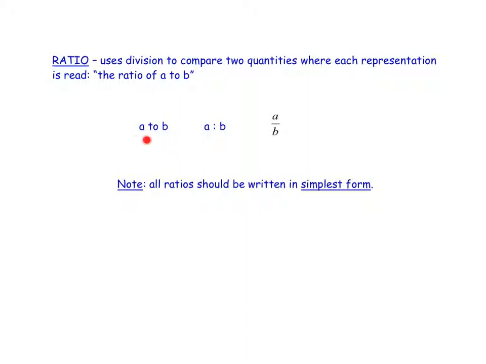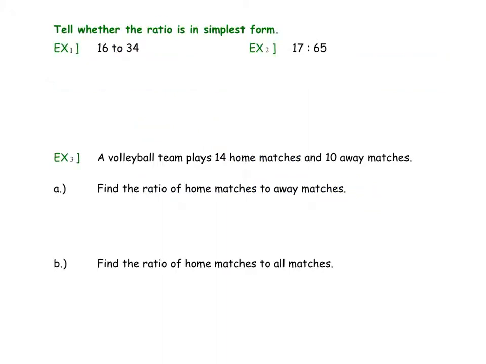These are examples. Ratios are written as A to B, A colon B, and then it can also be written as a fraction because it is division. All ratios should be written in simplest form, so write that down in your notes. Okay, so we're going to have 11 examples. I'll try to get through them as quickly as I can, and you're going to need them in your notes.